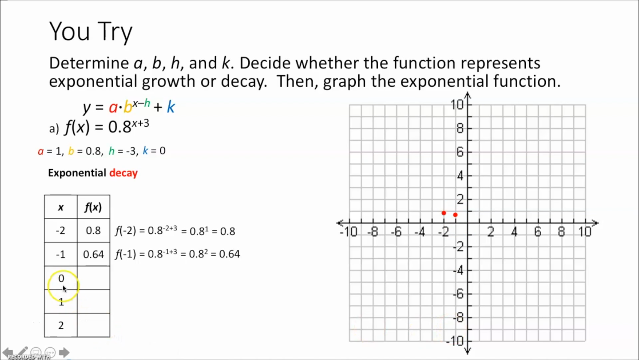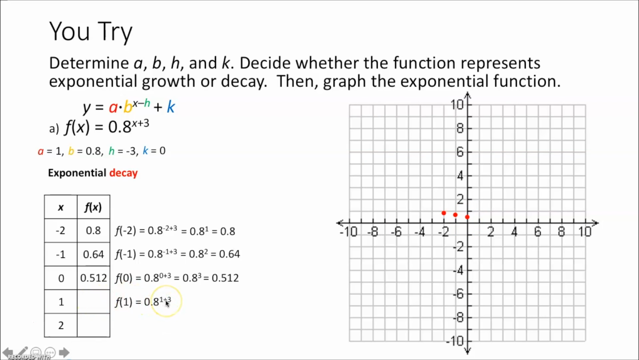Next, we're going to plug in 0 for x. So if I plug in 0, what's 0 plus 3? That's 3. And then 0.8 to the third power is going to give you 0.512. So we plot the point 0 comma 0.512. So we go over to 0 on our x-axis up to 0.512, which is about halfway up because 0.5 is about halfway.